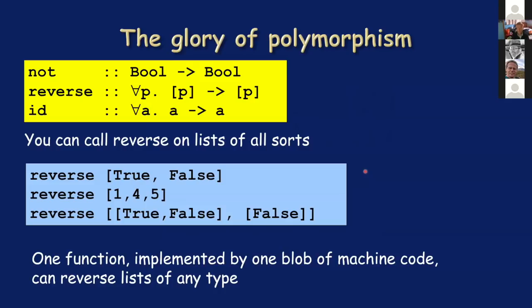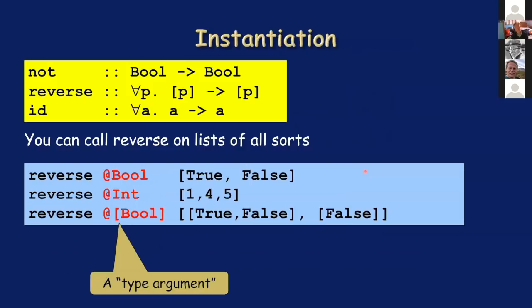Now, what goes wrong with that? Well, at a particular call, we're instantiating reverse at different types, and I'm going to use this at notation for doing that. So I'll say that at the call on reverse on a list of true and false, I'm instantiating reverse at bool. On the list 1, 2, 3, 4, 5, I'm instantiating it at int, and on a list of lists of booleans, I'm instantiating it at list of bool.